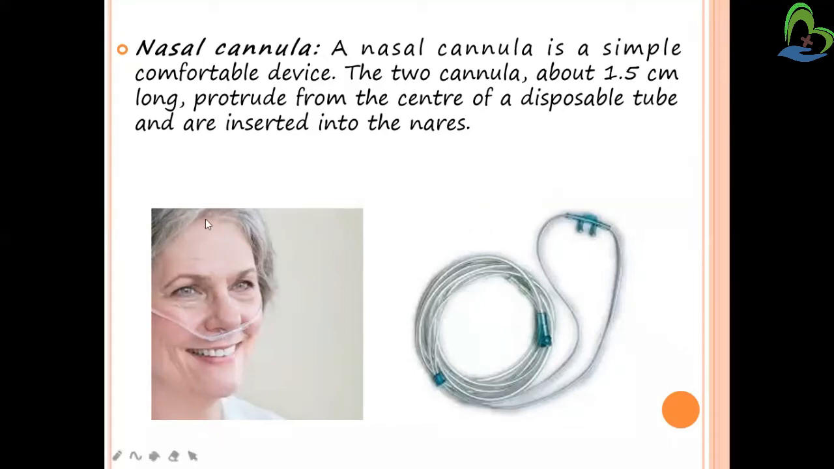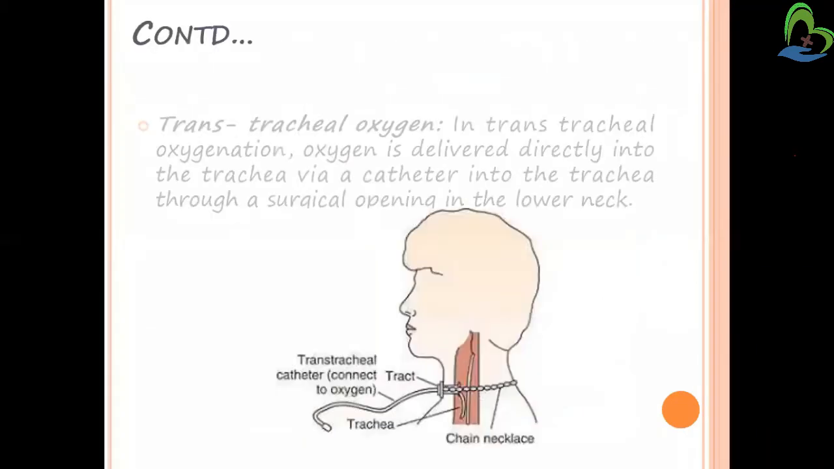So this is called nasal cannula. The connector will be connected with the oxygen flow meter, and on that flow meter we set the oxygen flow according to the person's requirement, how many liters of oxygen they need. According to that we need to set the parameters.